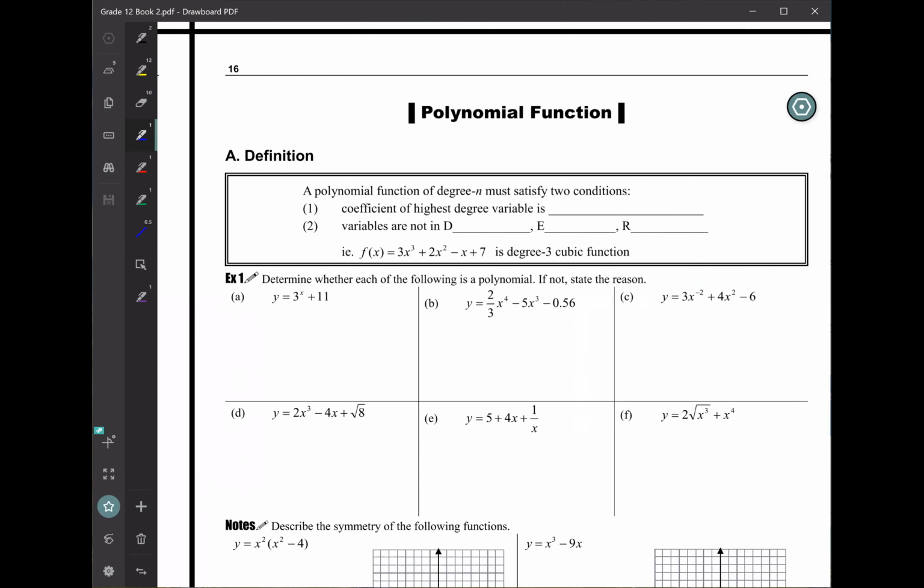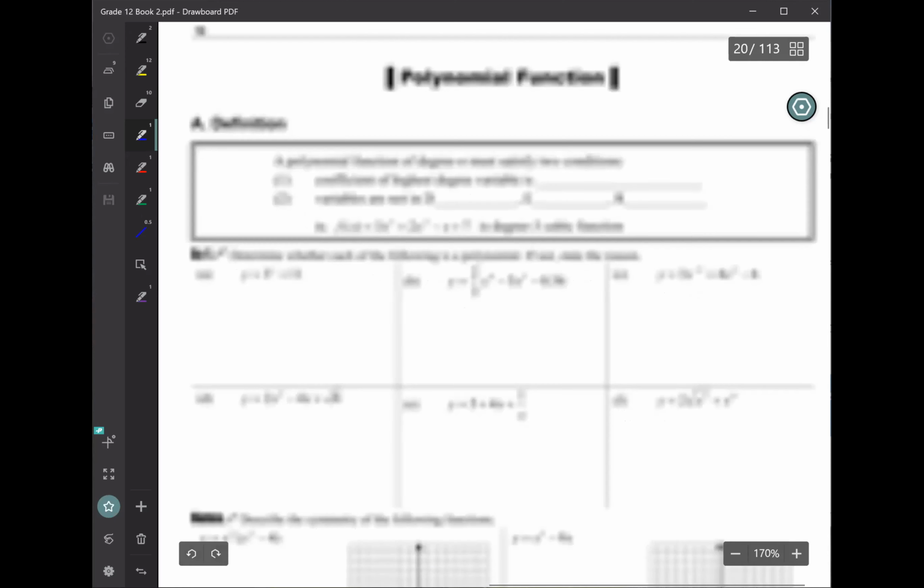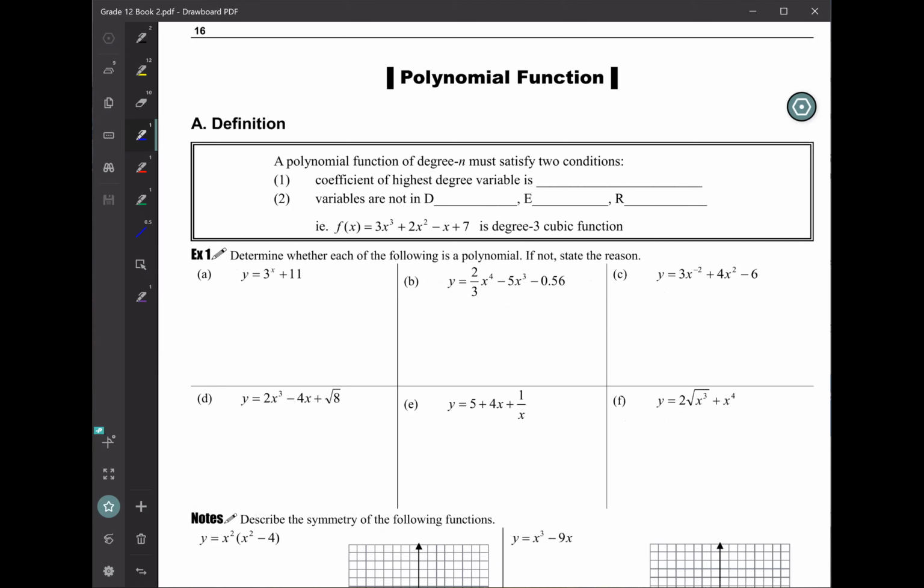When you are given a function, how do you know it's a polynomial function or not, right? Because there could be other kinds, right? It could be rational, right? It could be radical, okay? There are many different kinds of functions. Okay, so the definition for polynomial functions, it must satisfy two conditions. Okay, so first one, the coefficient of highest degree variable is not 0. Okay, non-zero coefficient.